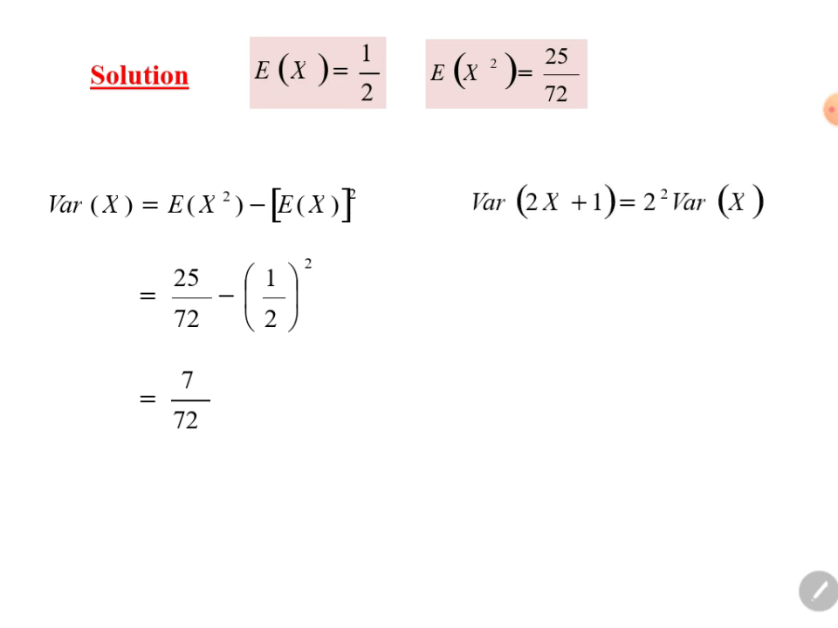And for question B, they ask you to find the variance of 2x plus 1. This is equivalent to 2 squared times the variance of x. So by using the properties, 2 squared is 4. 4 multiplied with the variance, which is 7 over 72, we get 7 over 18 as the result.